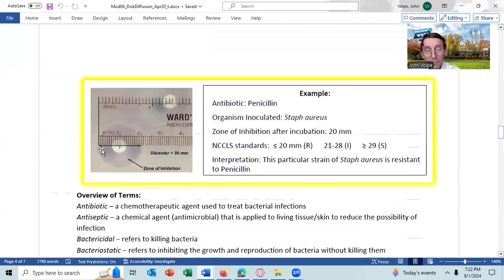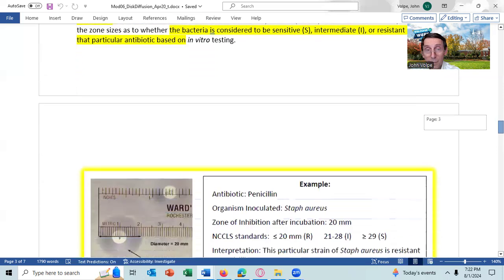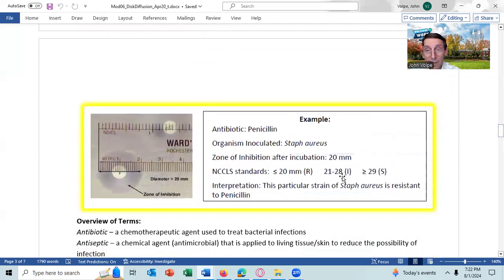So there's a zone of inhibition, and we would measure that using millimeters, compare that to the table set up by the NCCLS, the National Committee for Clinical and Laboratory Studies. And if the zone of inhibition is greater than the table says it's sensitive, then that will be sensitive. And if the zone of inhibition is smaller than the size that the table lists for resistant, we will call that resistant. Any question about any of that?